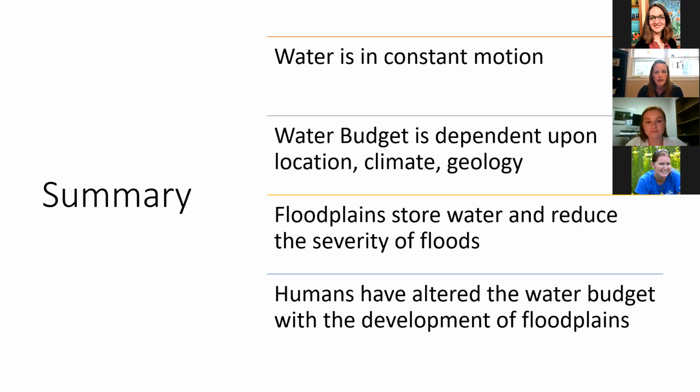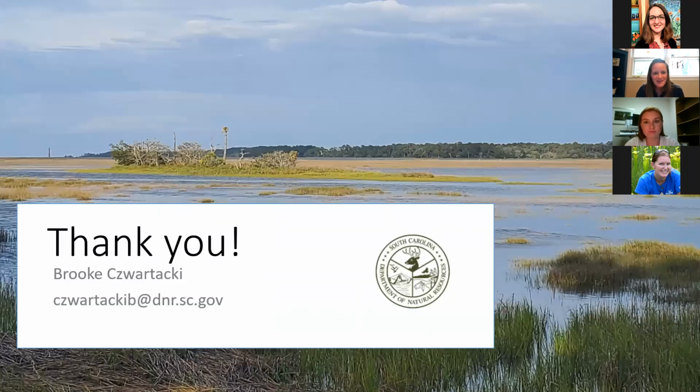So to summarize, I talked to you about how water is in constant motion through the water cycle. The water budget in South Carolina is dependent upon location, our climate, and our geology. Floodplains chiefly store water and reduce the severity of floods, but we have altered that water budget and the functions that floodplains can provide by our development. Thank you very much. If anybody has any questions, I'm happy to entertain them.